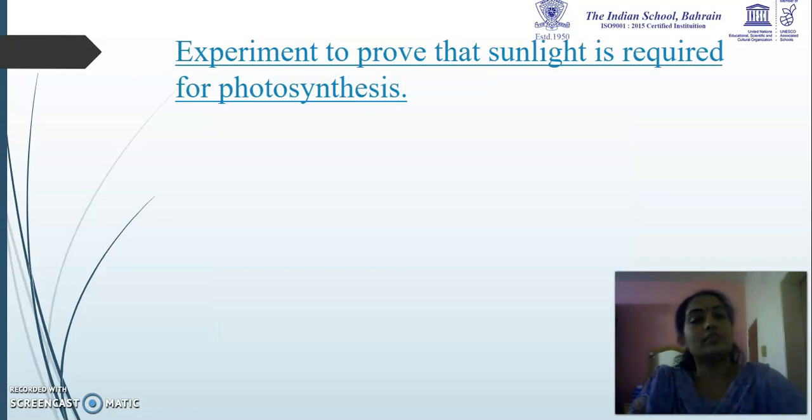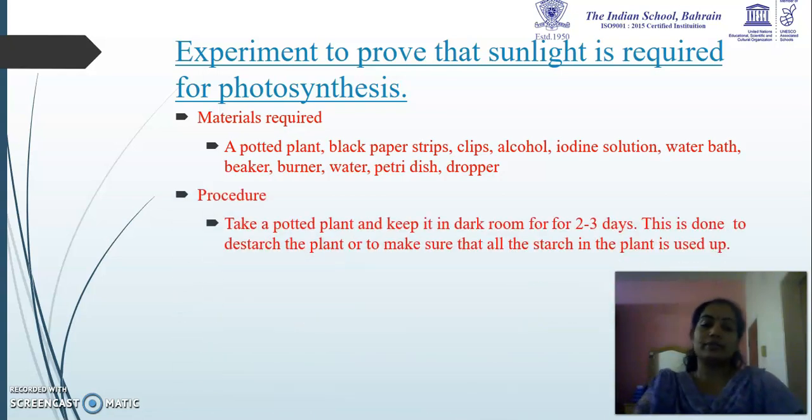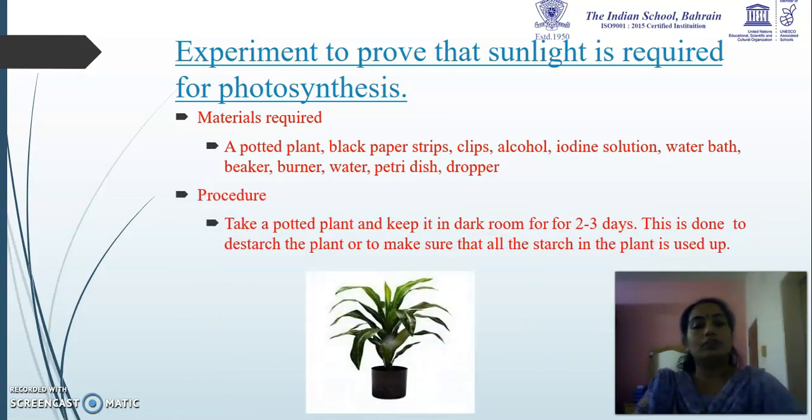So our first experiment is to prove that sunlight is required for photosynthesis. So what are the materials needed for this? We need a potted plant, black paper strips, clips, alcohol, iodine solution, water bath, beaker, burner, water, petri dish and dropper. So to start with the experiment, we need a potted plant.